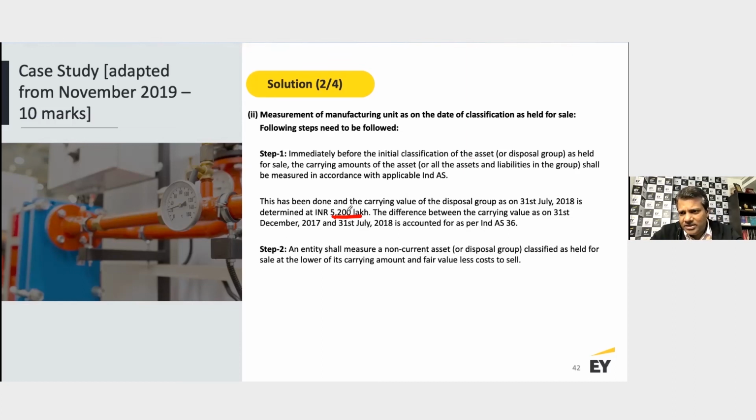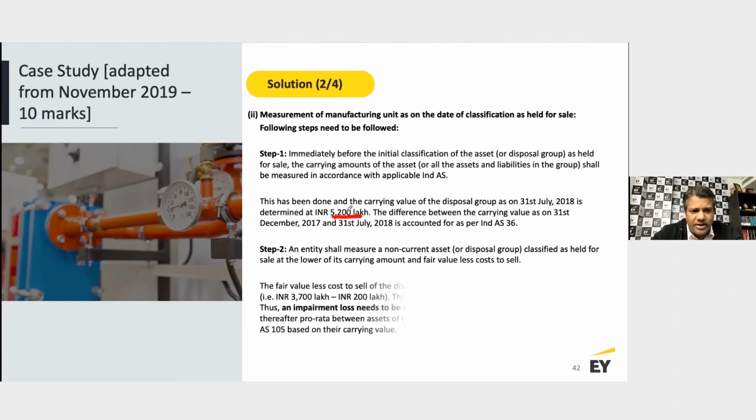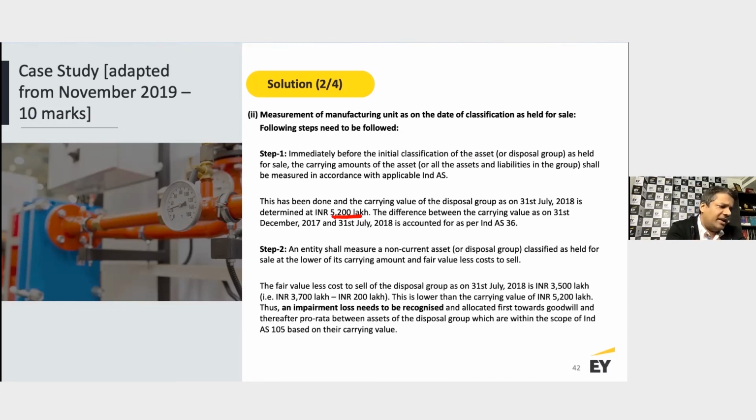And what is that information? 3,700 minus 200, so the fair value less cost to sell is 3,500. This is lower than the carrying value of 5,200 lakhs. That means 5,200 minus 3,500, so we need to record an impairment loss of 1,700 lakhs, which first needs to be allocated to goodwill and then pro rata to the other non-current assets forming part of that asset group.